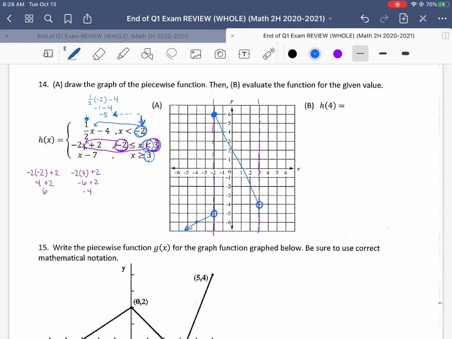And then lastly, I'm just going to put this 3 into my last function. So if I have 3 subtract 7, that's -4.